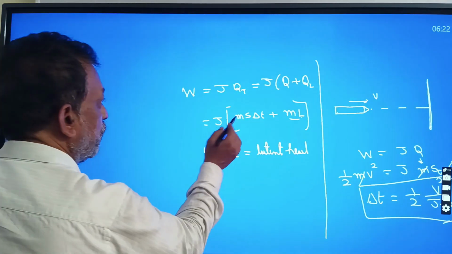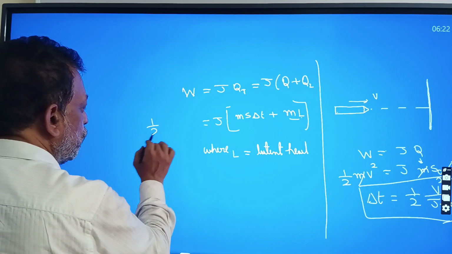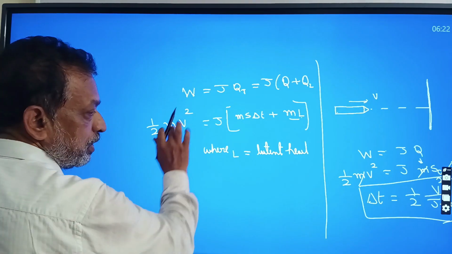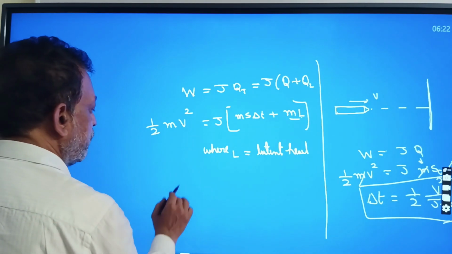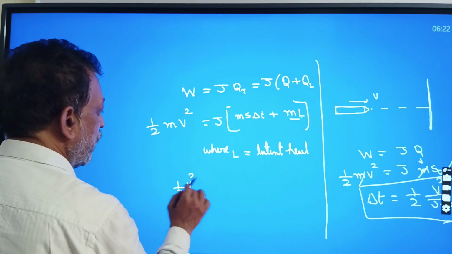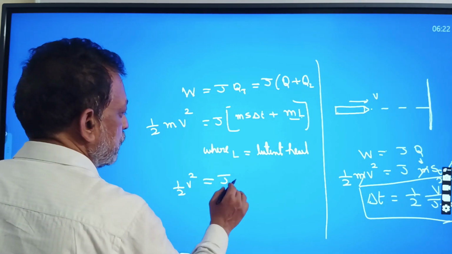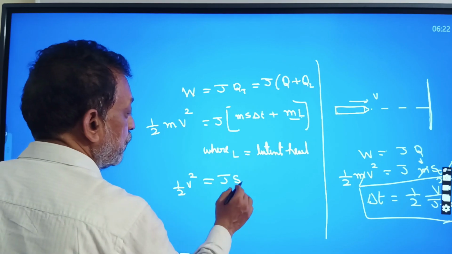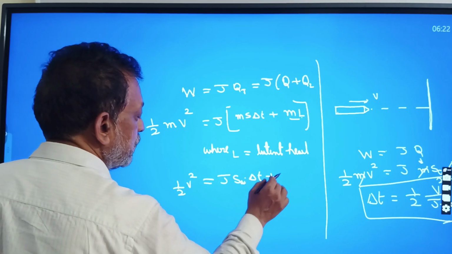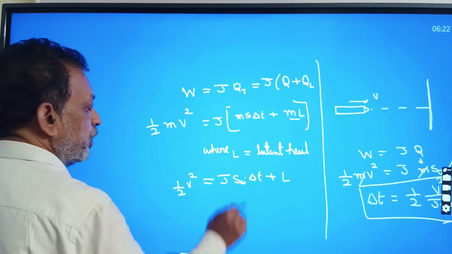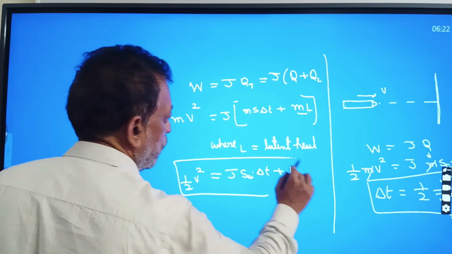Right, now what is m here? Because the bullet is moving with the velocity, 1 by 2 m v square. I am not doing anything, sir, just basic formulas. m will be cancelled. So whatever you want to find, you can find. 1 by 2 v square is equal to J times the specific heat of the bullet, generally copper, into delta T plus L. So what do you want? Delta T. Simplify. Are you understanding that?